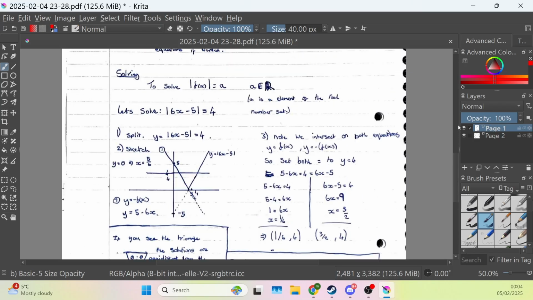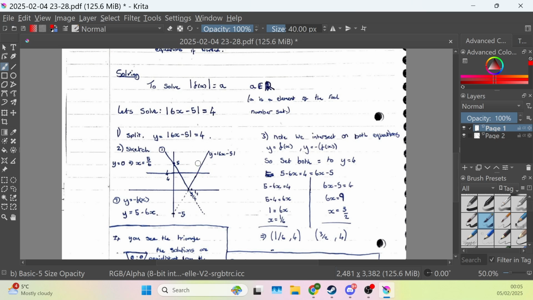Okay. So, to solve a modulus function, so say mod f of x equals a, where a is an element of the real numbers, basically just means it's a real number, so we're not using i or anything. Let's solve this equation. So we've got mod 6x minus 5 equals 4. So what we do is we split it. So y equals mod 6x minus 5, which equals 4. We're splitting into two equations. I've just been lazy. So it would be y equals mod 6x minus 5 and y equals 4.